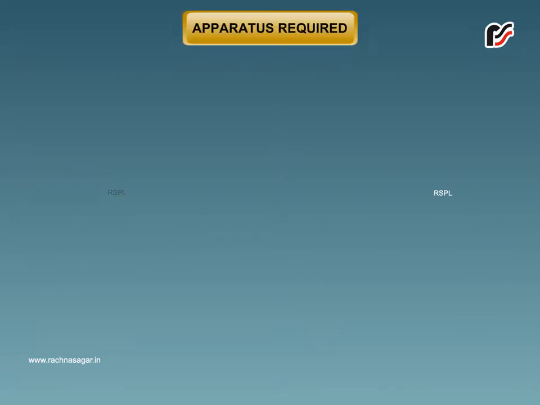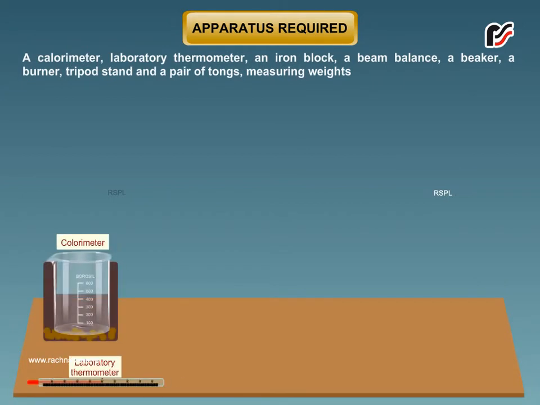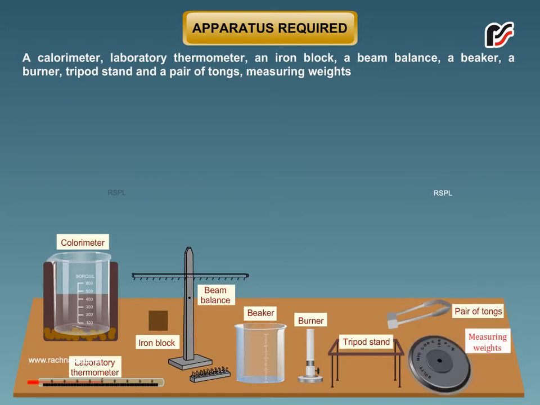Apparatus required: a calorimeter, laboratory thermometer, an iron block, a beam balance, a beaker, a burner, tripod stand, and a pair of tongs, measuring weights.